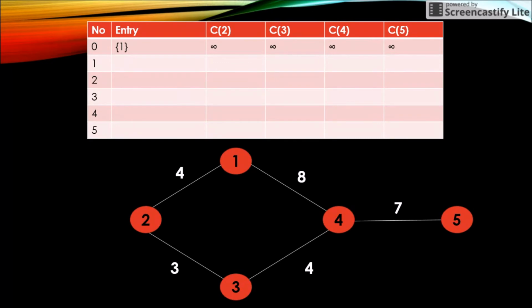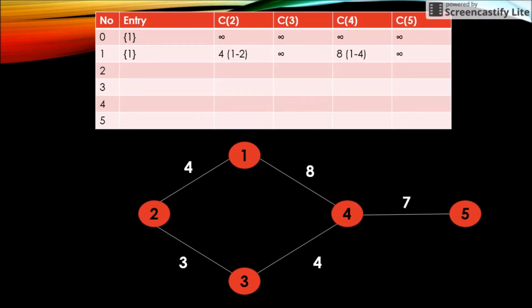Let's come further. Step 2. So let's see the first path. To move from router 1 to 2, the value is 4 as there is a direct connection.